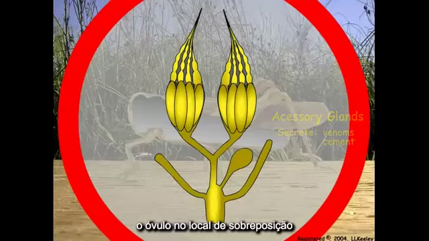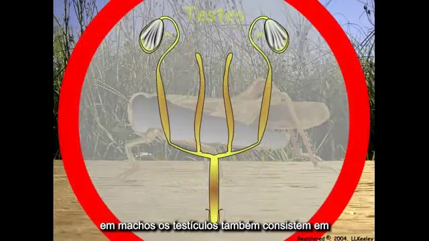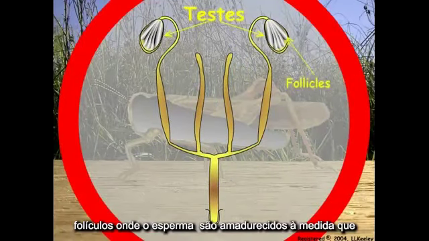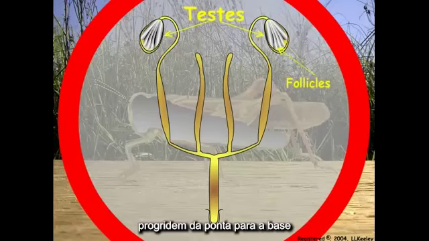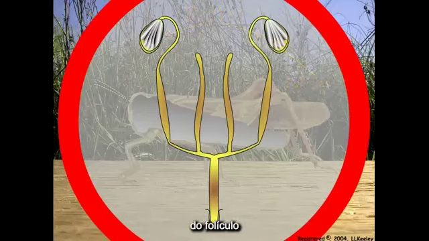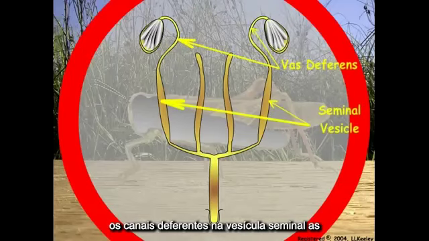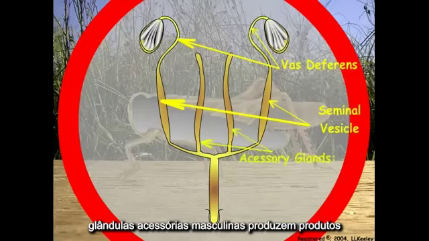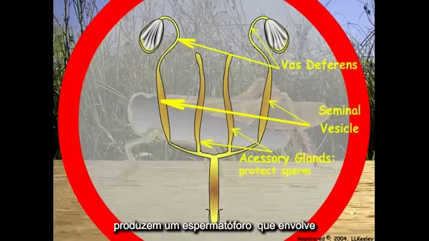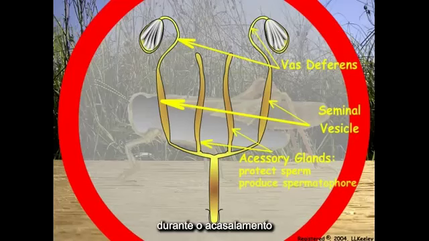site. In males, testes also consist of follicles where the sperm are matured as they progress from the tip to the base of the follicle. Mature sperm pass from the follicle to the vas deferens into the seminal vesicle. Male accessory glands produce products that mix with the sperm to protect and preserve the sperm. Some insect species produce a spermatophore that encloses the sperm and is passed to the female during mating. Other insects transfer sperm without a spermatophore.